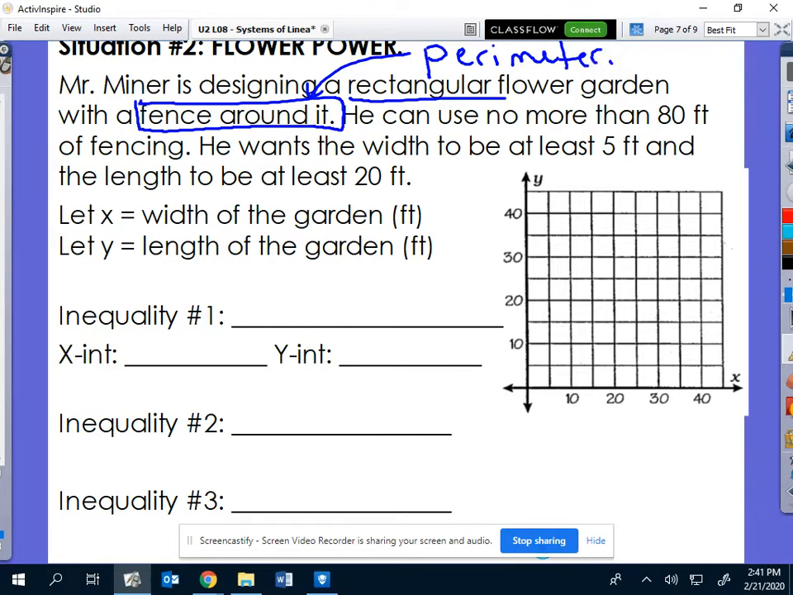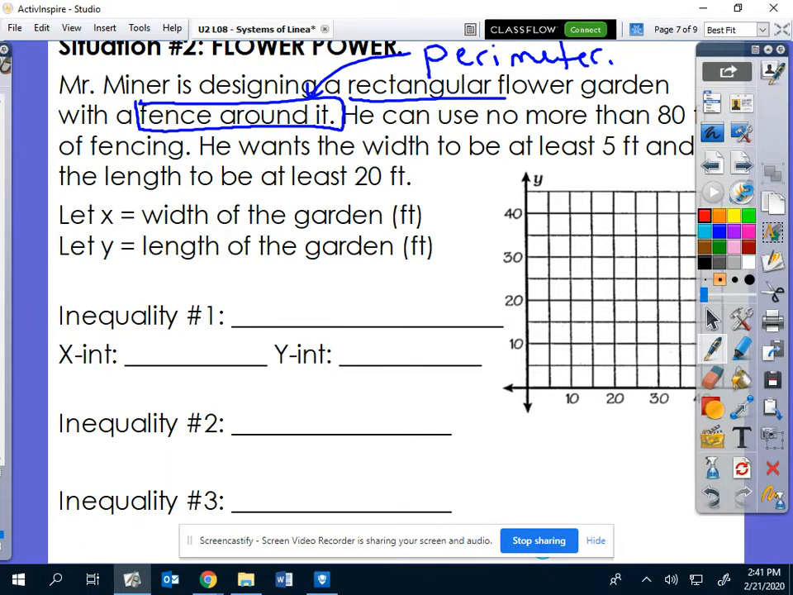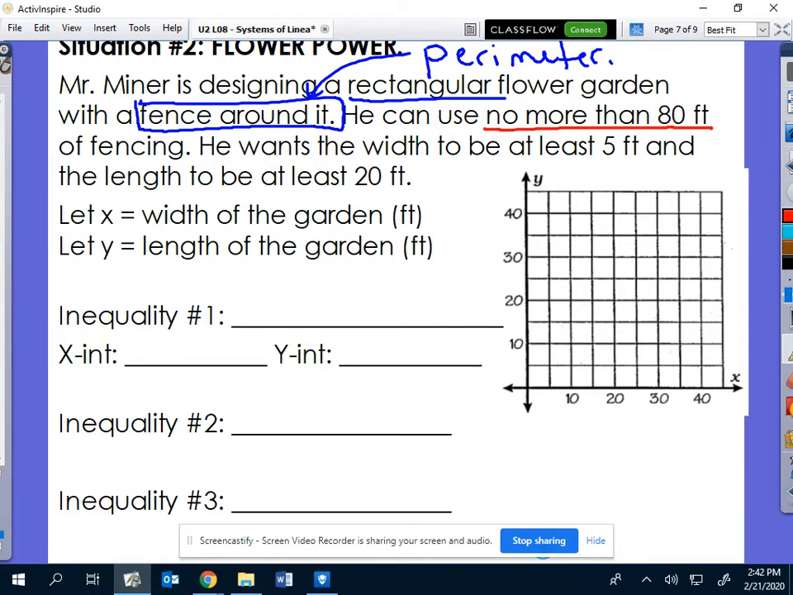So we know that x is going to be the width of our garden and y is going to be the length. Well, the first thing we know about it is that we have to use no more than 80 feet of fencing. All we have is 80 feet of fencing. So think about that. That's the entire perimeter of my garden. We have 80 feet that has to go all the way around. So remember, think about what perimeter is.